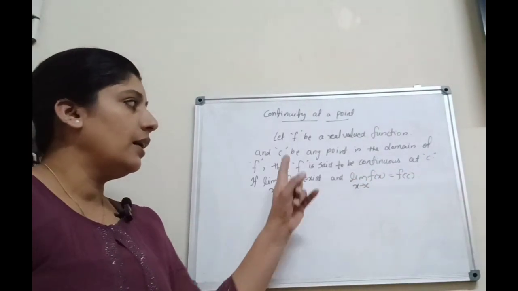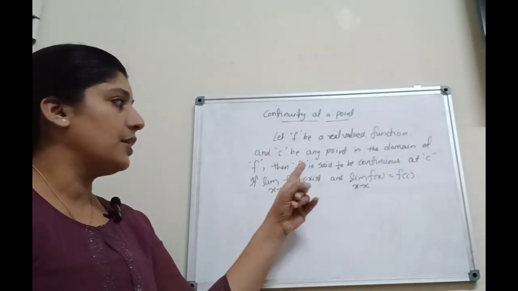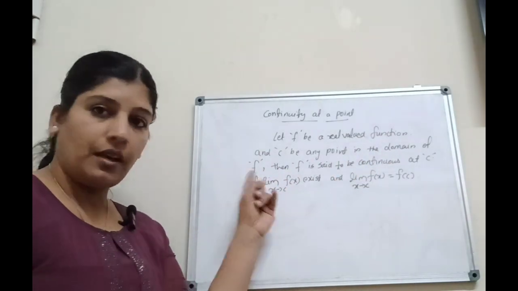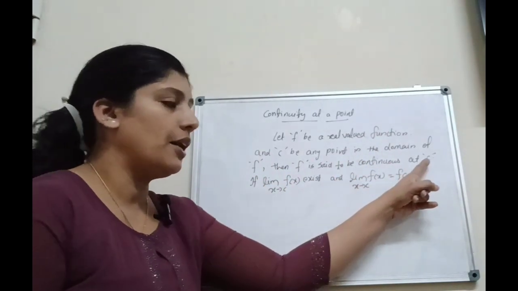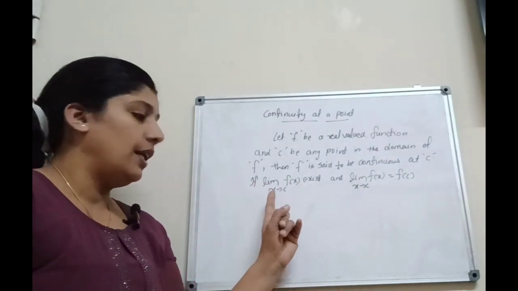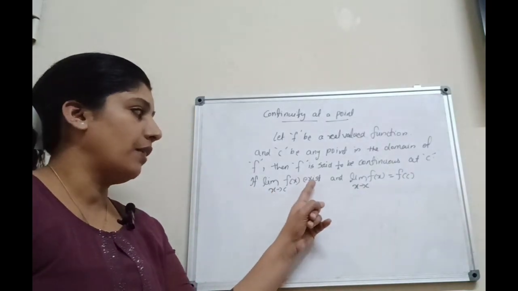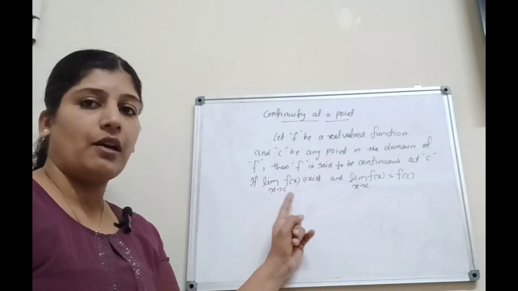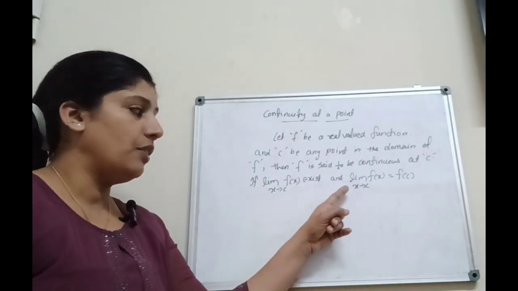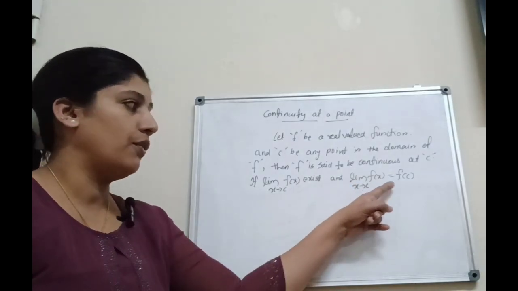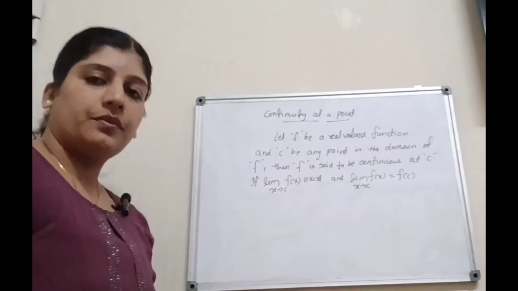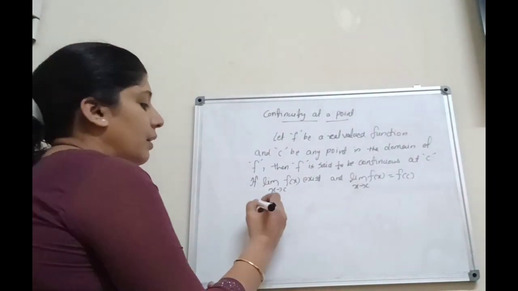That is, here f is a real valued function and c is any point in the domain of the function f, then f is said to be continuous at point c if limit x tends to c, f of x exists. That is, the limit value will exist and limit x tends to c, f of x will be equal to f of c. Let us consider the example.